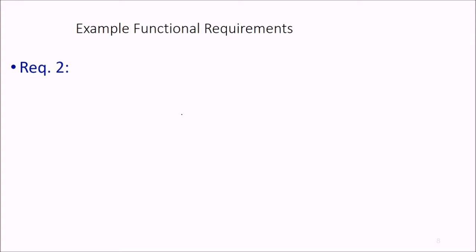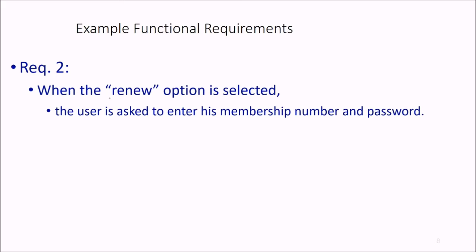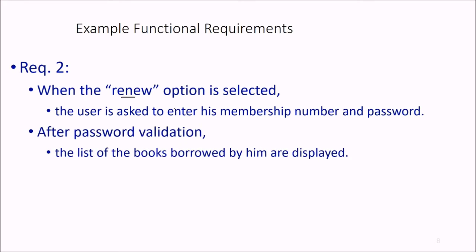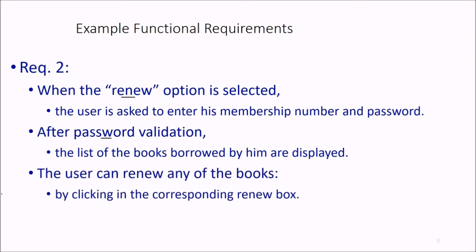Then coming to the second requirement: when the renew option is selected, what is going to happen? The user is asked to enter his membership number and password. And once the validation is done, the list of books borrowed by the borrower is displayed. The user can renew any of the books by clicking the corresponding renew box. So this is about renewing.